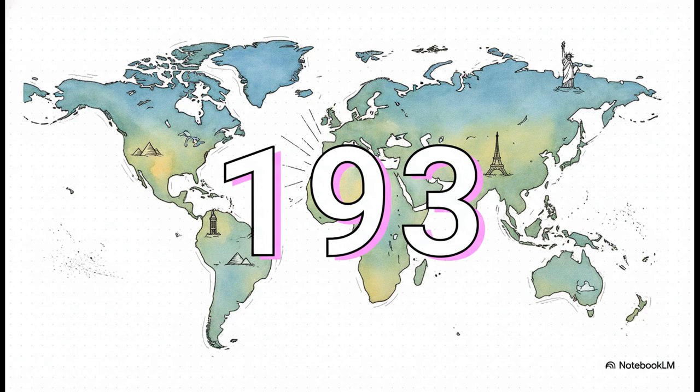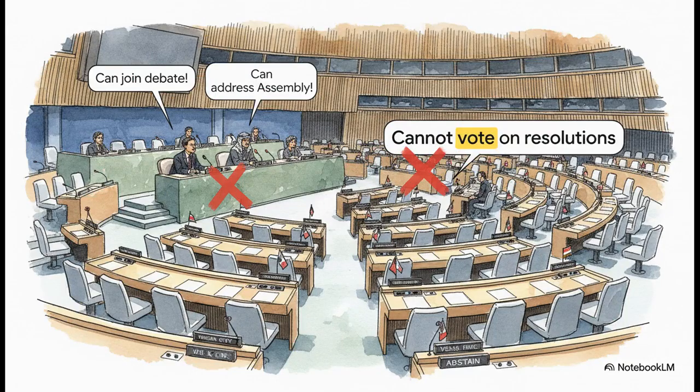And when I say massive, I am not kidding. We are talking about 193 voting member states. That is almost every country on the entire planet, which makes the General Assembly the most representative body in the world. So, you might be wondering, who isn't in that 193?